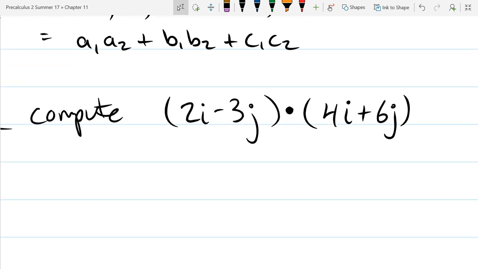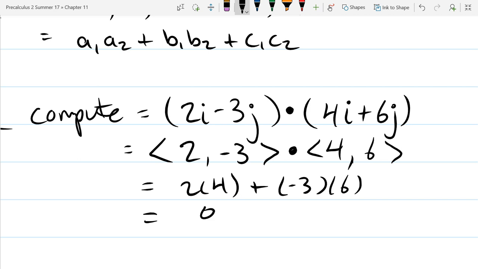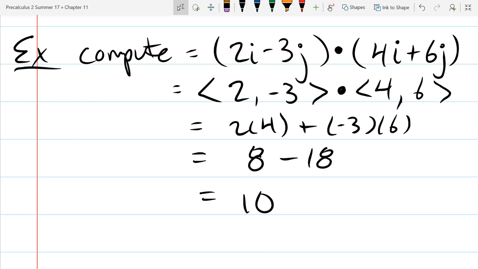So you could do this in ij notation. I personally like diamond bracket, so I'm going to go ahead and just switch right over to diamond bracket. And then do my dot product in this notation. So 2 times 4 plus negative 3 times 6. That'll be 8. 3 times 6, 18. So that's negative 18. And we're going to get 10 here. So that is the dot product of those two vectors.